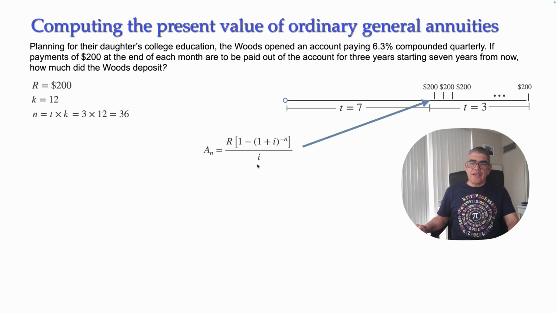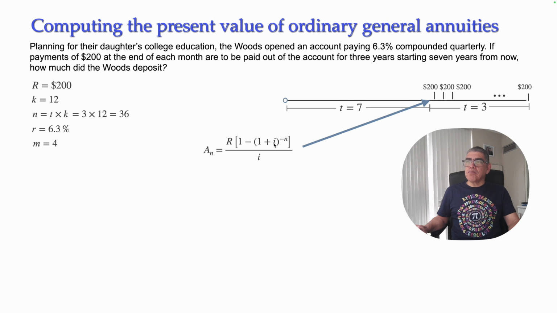So i is the periodic rate of interest, but we have here the nominal rate of interest, so the interest in a year is 6.3% compounded quarterly. I'm going to take notice of this. r equals 6.3%, and it's compounded 4 times per year, so m equals 4. We need to take this into account, because the payments per year, which are 12, are different from the conversion periods per year, so we are in front of a general annuity.